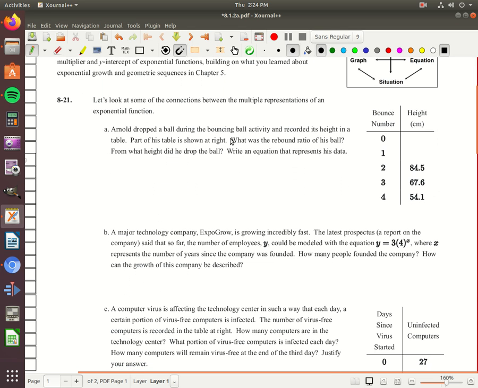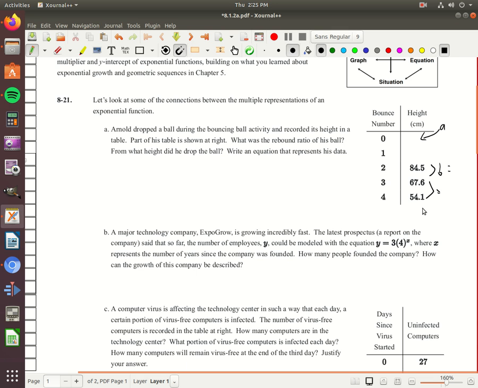Arnold dropped a ball during the bouncing ball activity and recorded its height in a table. Part of his table is shown right. What is the rebound ratio of the ball, and where did he drop it from? Well, when we look at this, we know that we need this term right here because this is going to be the A term, whatever this ends up being. And we also know that b is going to be whatever we're multiplying by.